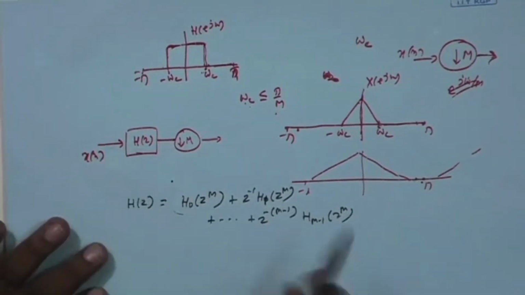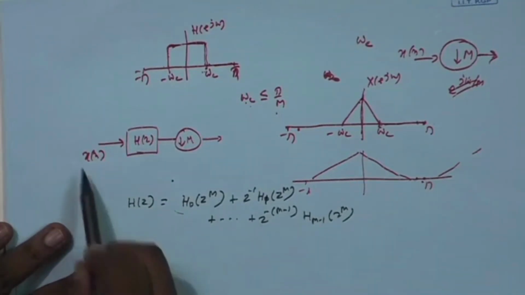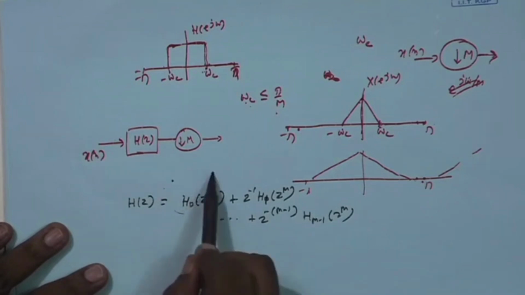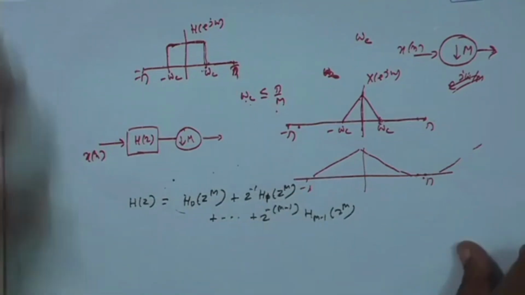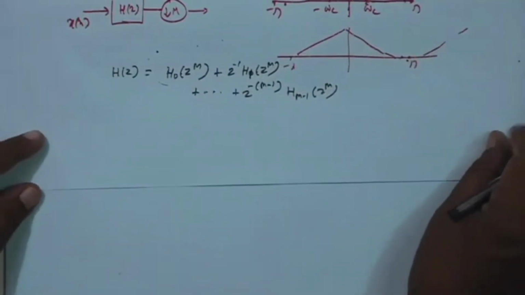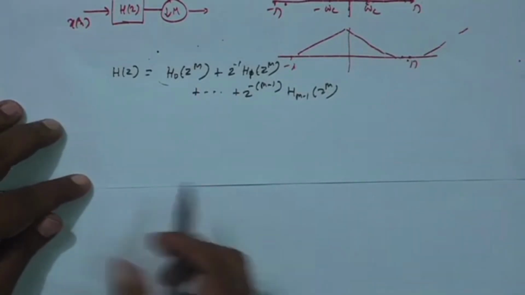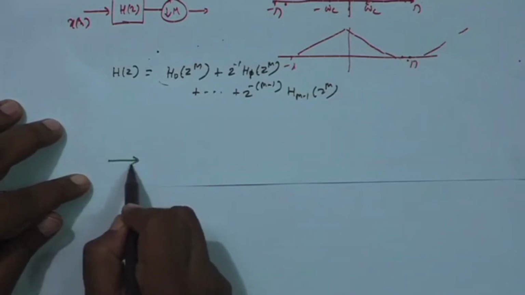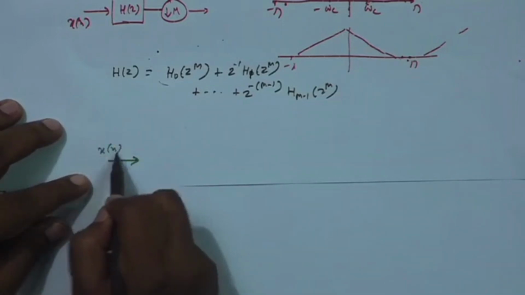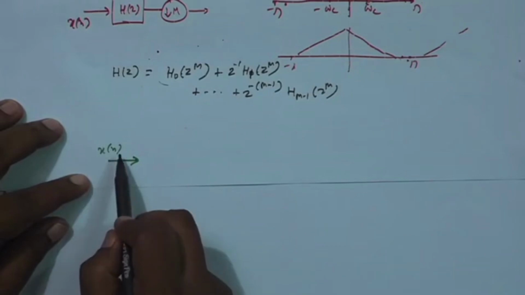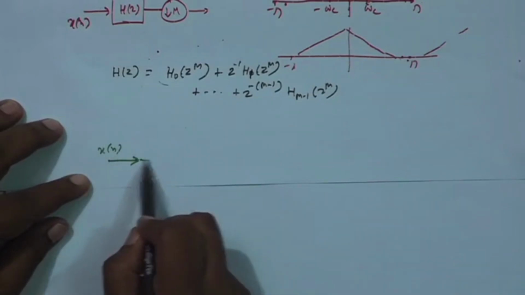So, for H(z) I go for this polyphase decomposition. X(z) into H(z) means X(z) into this component plus X(z) into this component, like that. So, what you can do, this filter can be realized like this: x(n), that is in terms of Z transform X(z), X(z) into this component.